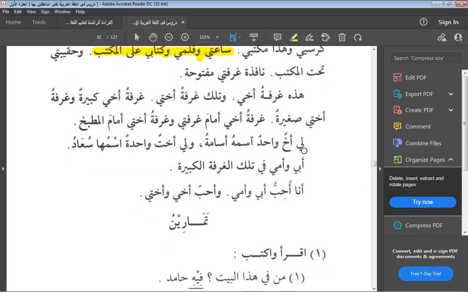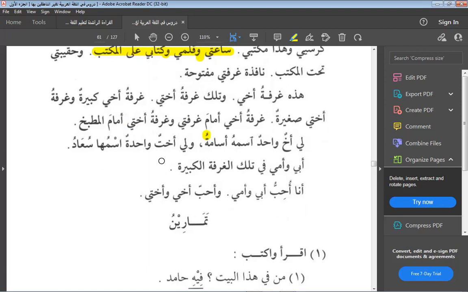It's not fair. Li akhun wahidun. I have one brother. Ismuhu Usama. His name is Usama. Though his name is masculine, it picks the feminine format, so we give it just one dhamma. You don't say Usamatun. The format is feminine. And we've said feminine names take just a dhamma, just one vowel.